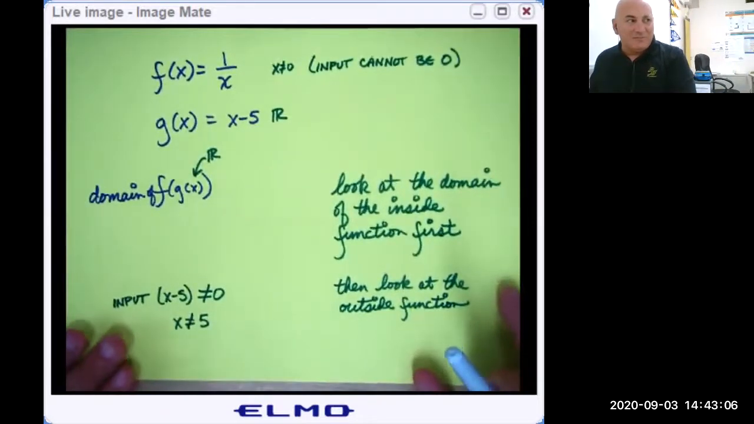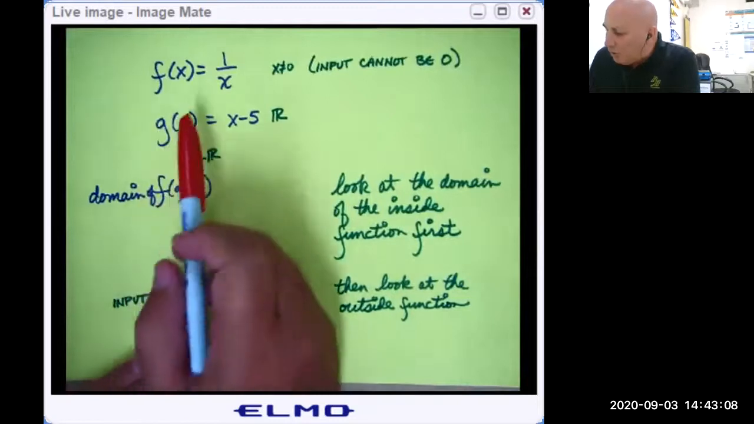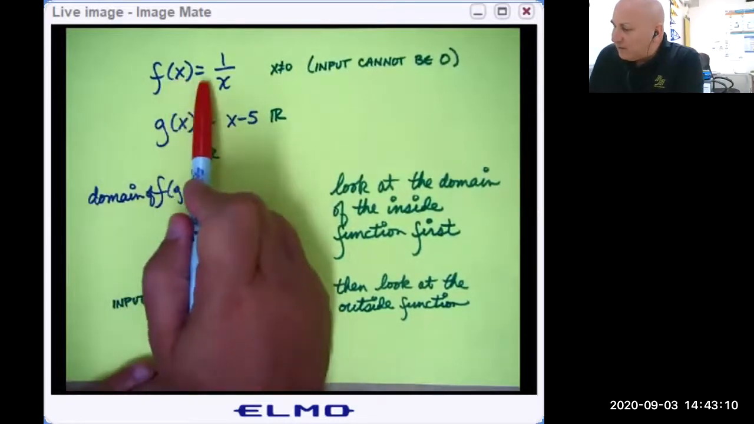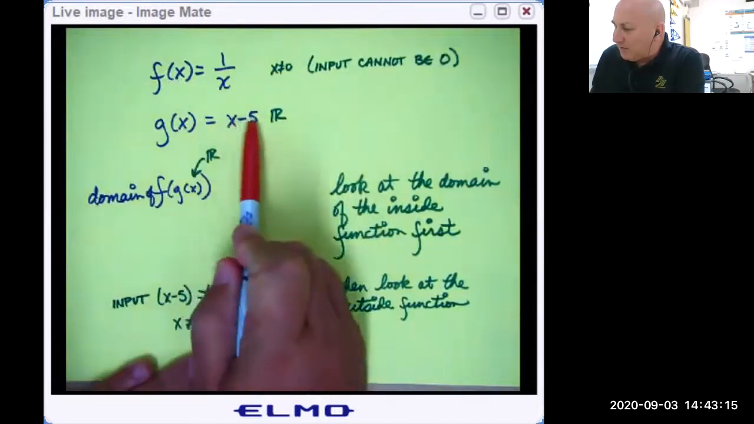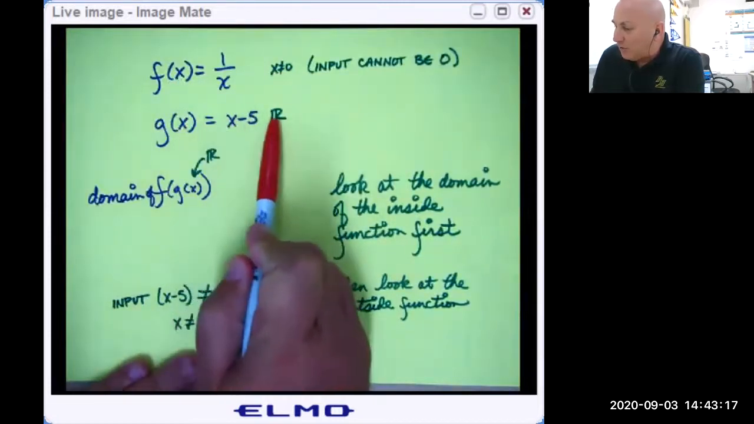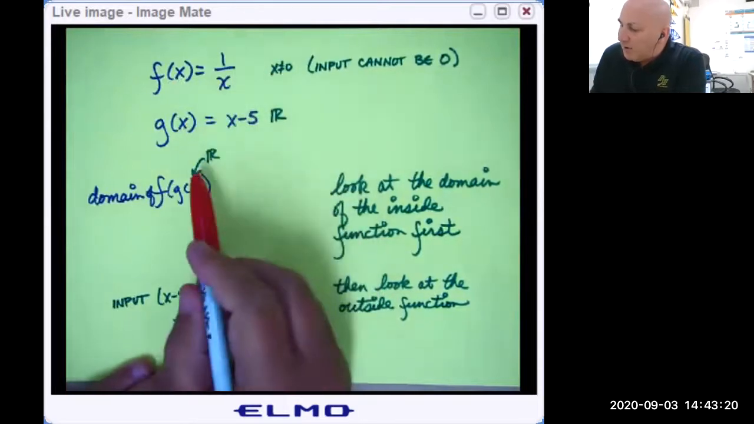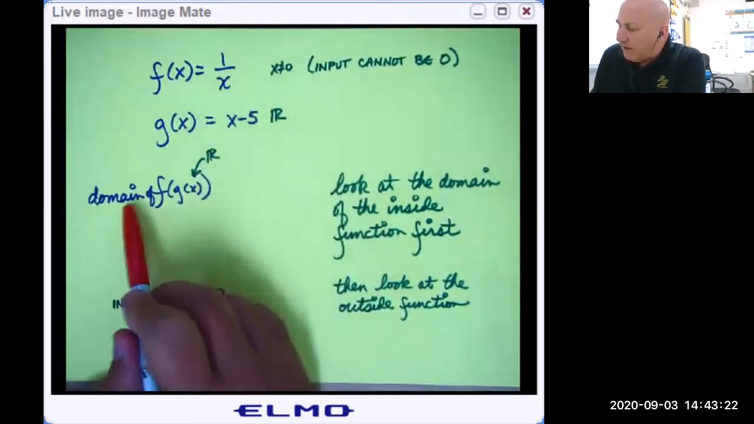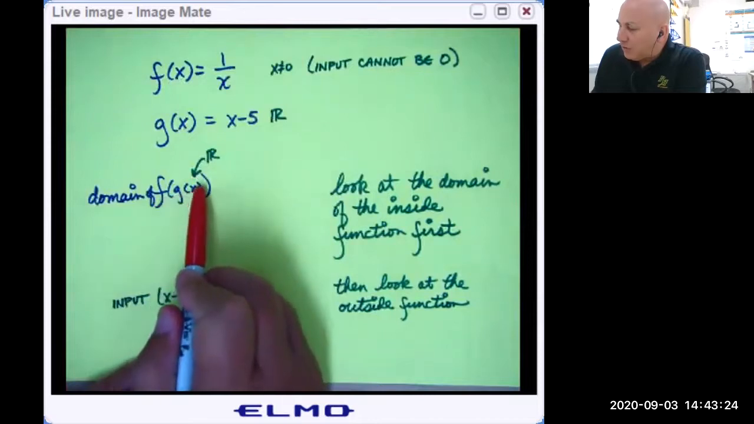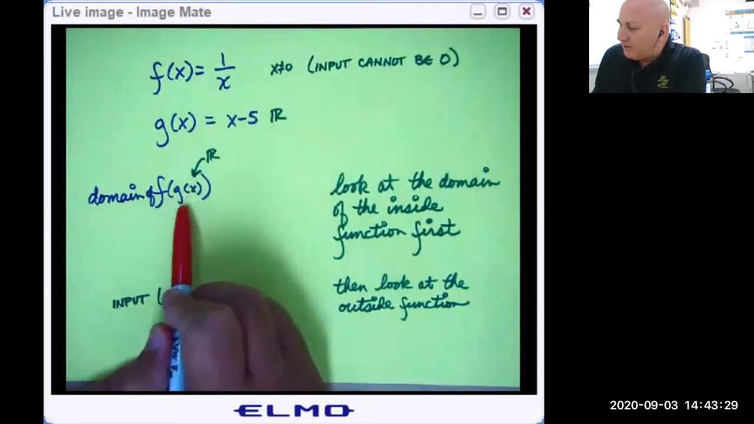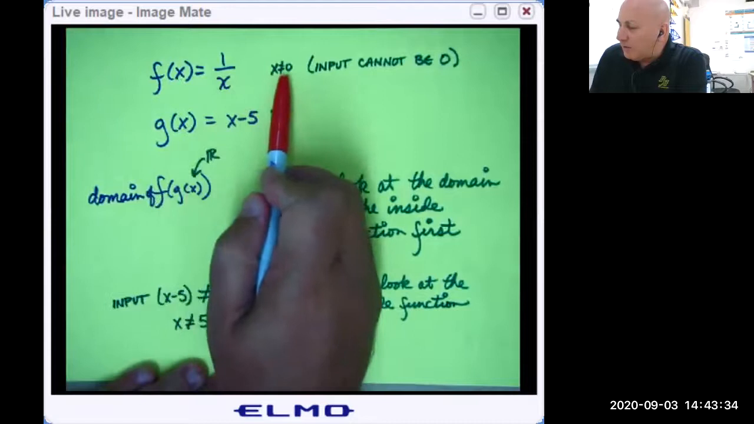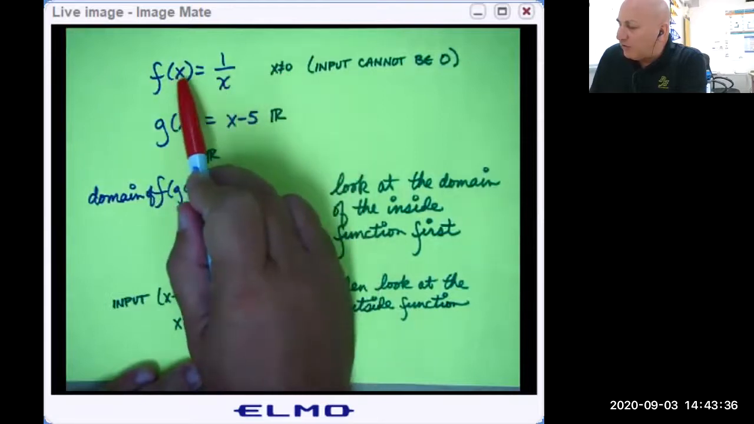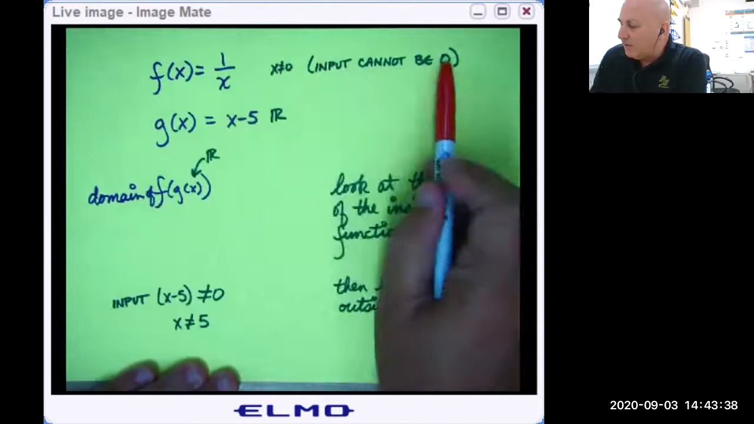This is a fun one. We know that f of x, the domain is x is not equal to 0, and g of x, because it's a polynomial, is all real numbers. But when we do a domain of a composite function, whatever our output here in g of x has to be the input of f. So it's not just x not equaling 0, it's the input of the function cannot be 0.